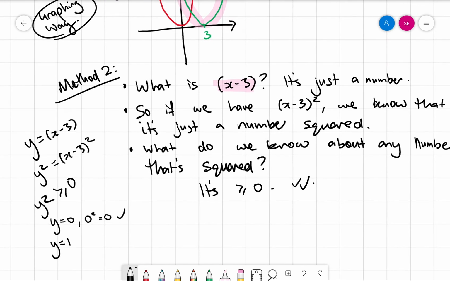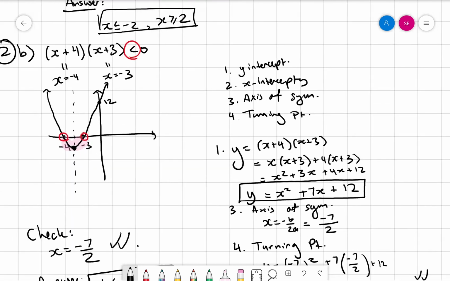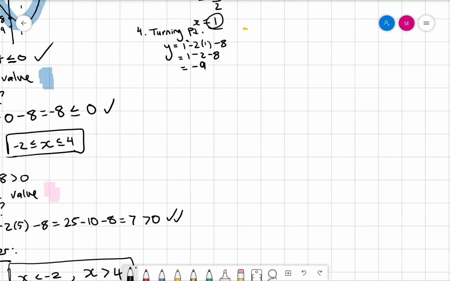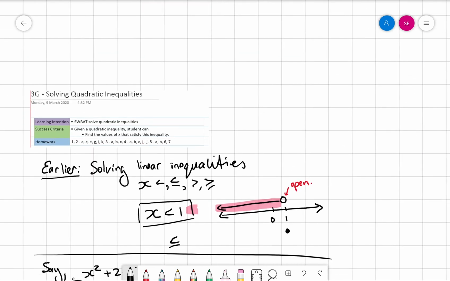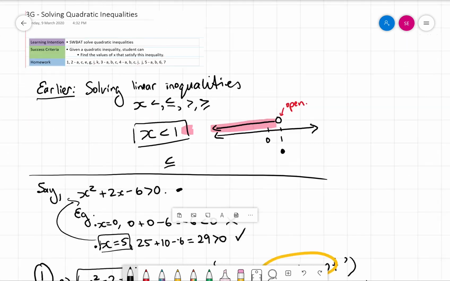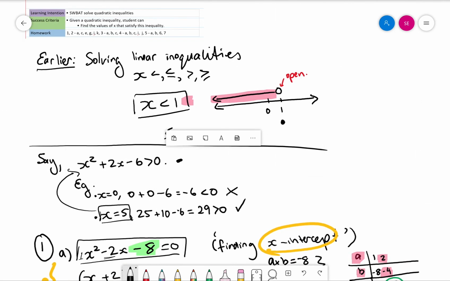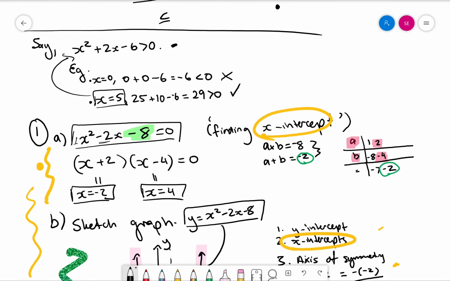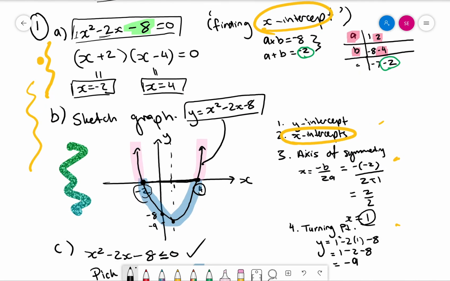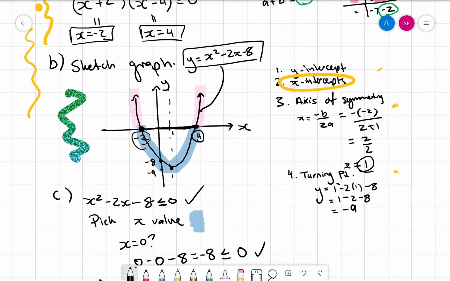Just a quick recap, guys. We'll go back up to the top to the learning intention. So yeah, we can solve quadratic inequalities now. When you're given a quadratic inequality, you can find the x values that satisfy it. So remember the hard part here: you've got to find the x-intercepts, then you've got to graph it and just write the answer from looking at the graph.